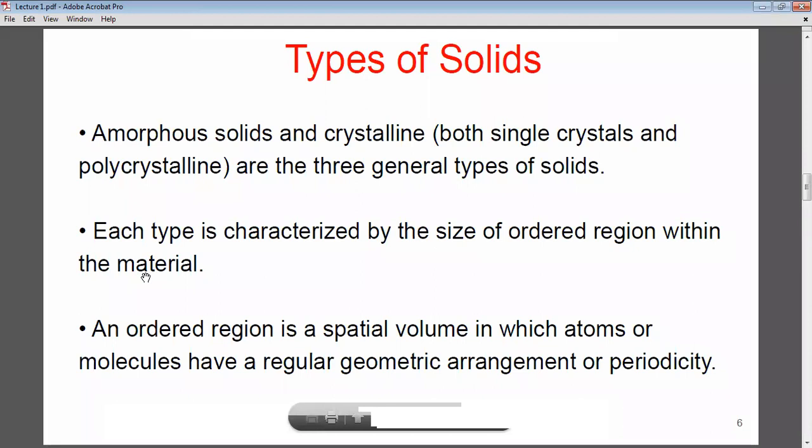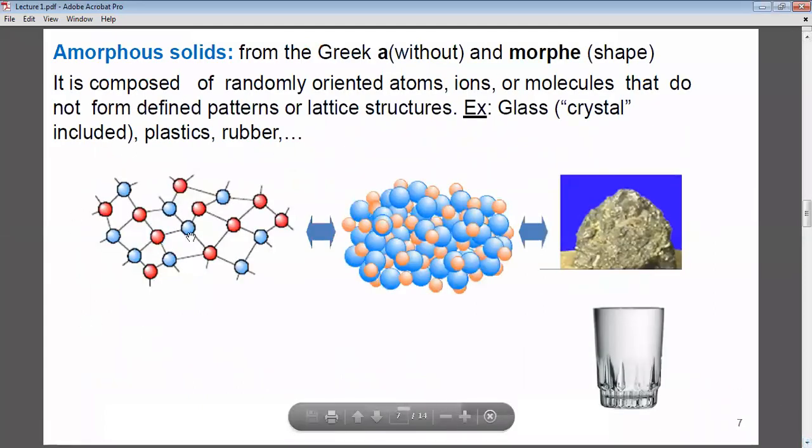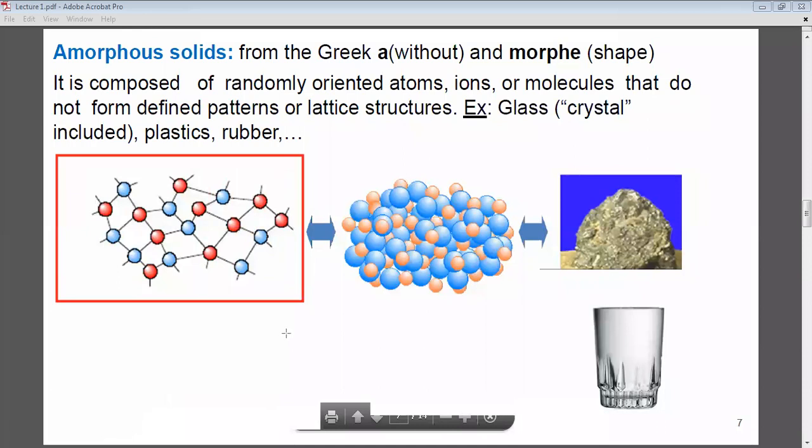What is an ordered region? It's a special volume in which atoms or molecules have regular geometric arrangement or periodicity. So let me show you an example. Look over here. If we look at this solid, we see that there is no periodicity whatsoever, okay? An example of that is glass. An amorphous solid comes from the Greek words a and morph. A means without and morph means shape. So it is composed of randomly oriented atoms, ions, or molecules that do not form defined patterns or lattice structures. Examples of that are glass, like here, or plastic or rubber.